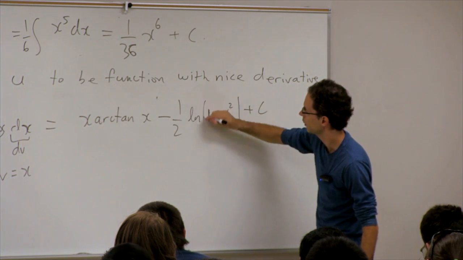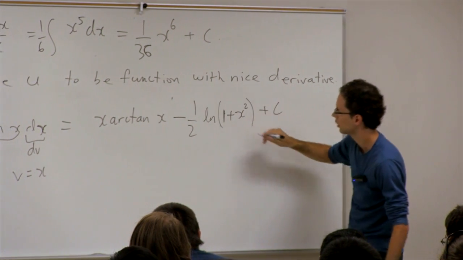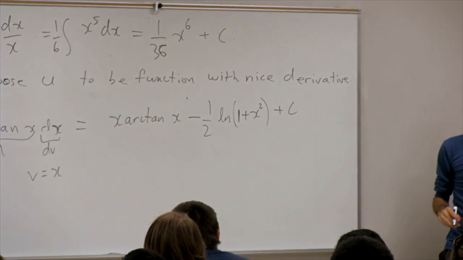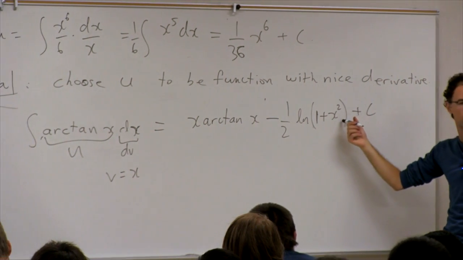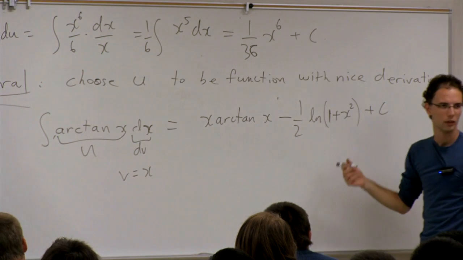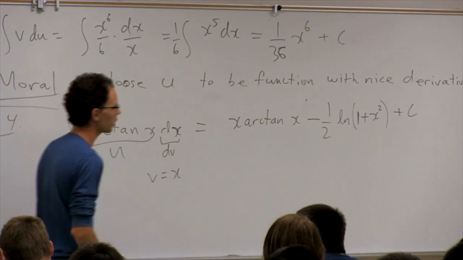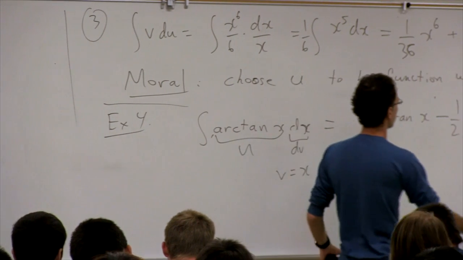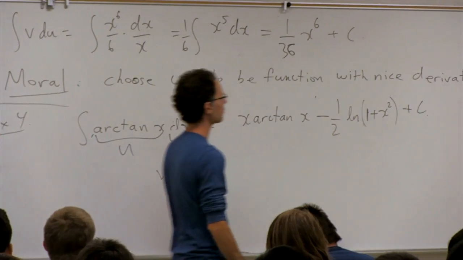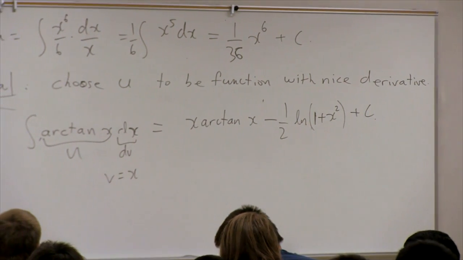Maybe this is already obvious to you. I'll replace the absolute values by parentheses precisely because x squared is always positive. I'm adding 1 to it. So taking the absolute value is not changing anything here. So that's a nice result.